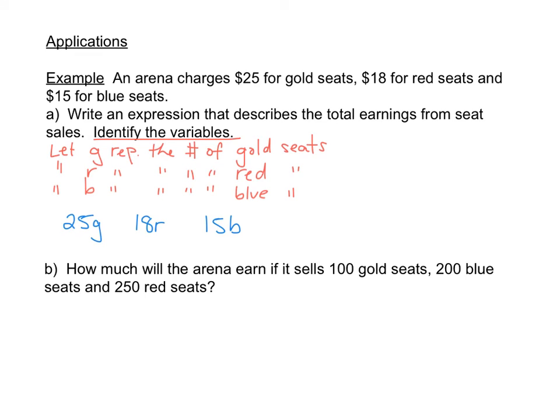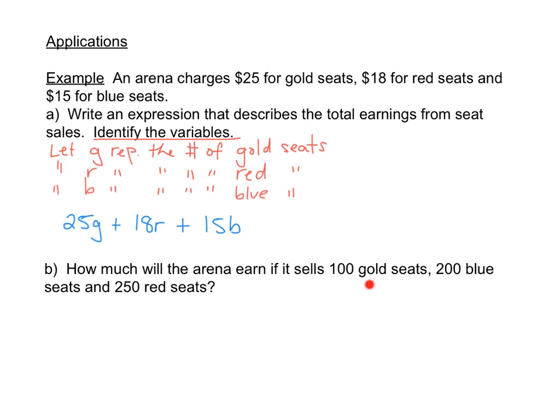But now we've got to write the expression that describes the total earnings. So in order for me to find out what the total earnings are, I'm going to add them together. Okay, beautiful. So there we go. We now have an expression that describes the total earnings. So let's go to B now. How much will the arena earn if it sells 100 gold seats, 200 blue seats, and 250 red seats? Well, the good news is we already have an expression to figure that out.